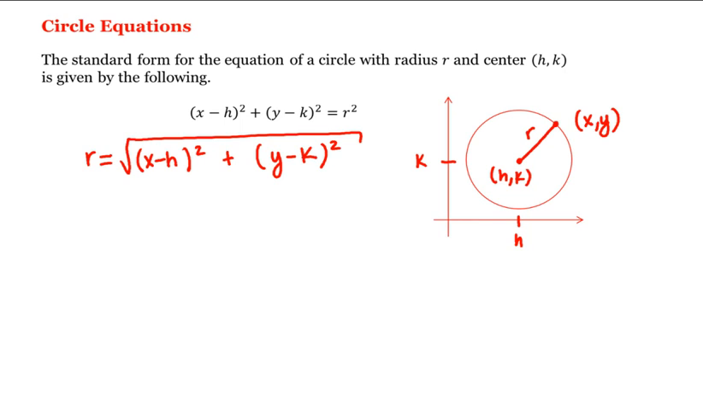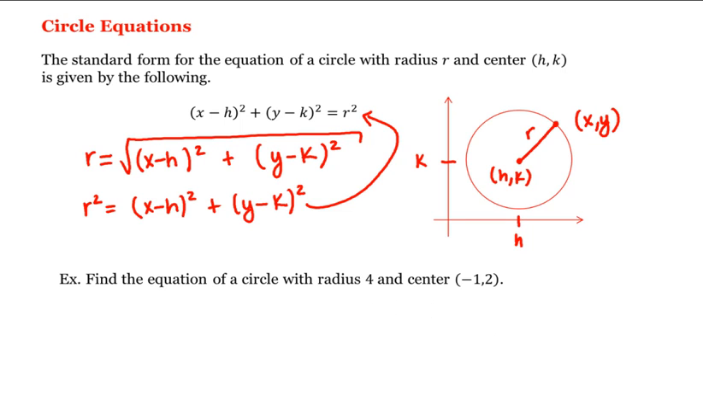And then squaring both sides gives us r squared is equal to (x - h) squared plus (y - k) squared, which is our formula. All right, let's look at an example. Let's find the equation of a circle with radius 4 and center (-1, 2).